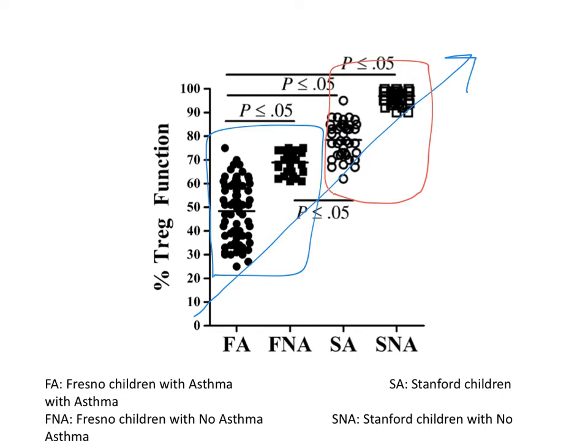Why might this be, by the way? Does anybody have any hypotheses about why where you live might change how your regulatory T cells function? So geography, so it's a geographical difference. Fresno versus Palo Alto. Environmental pressures, right? Well, this says, I'm in Fresno, I don't have asthma. So I'm personally right here.